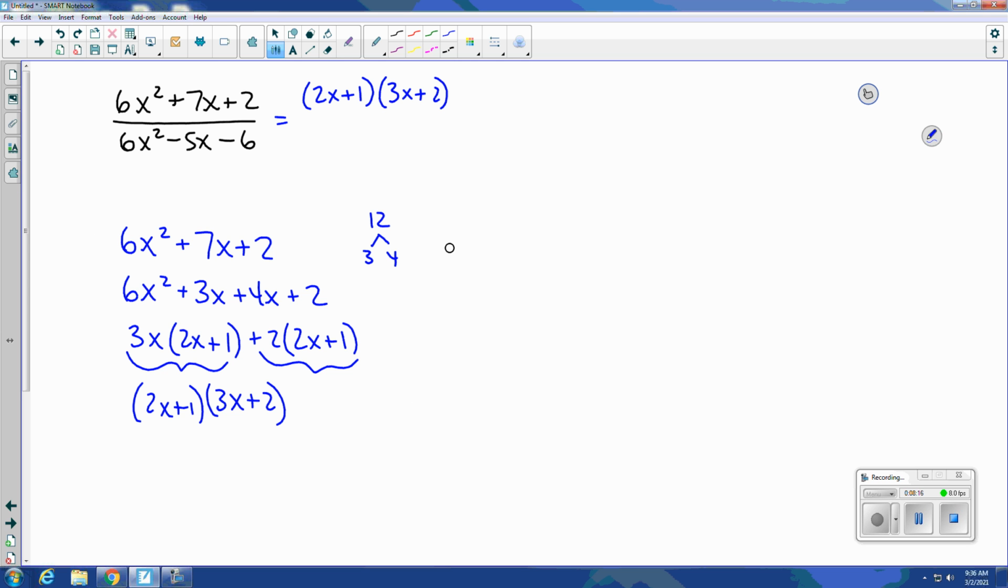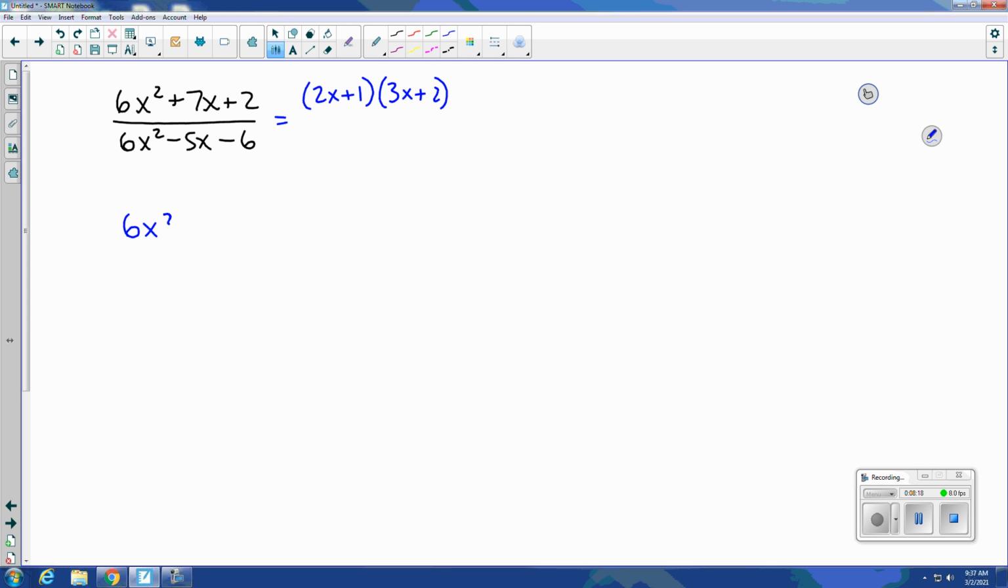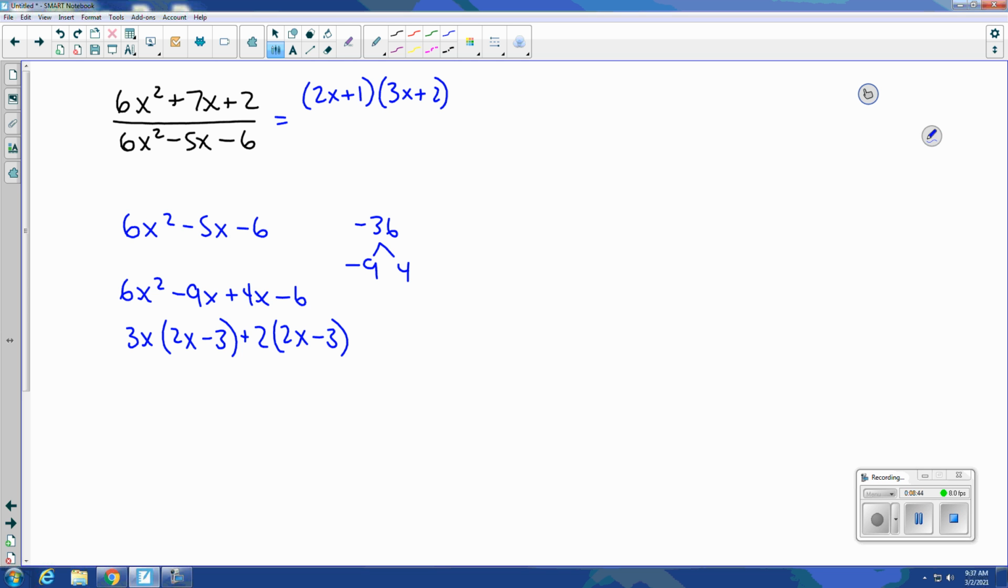Now let's do the denominator. A times c is negative 36. What multiplies to negative 36 adds to negative 5? Negative 9 and 4. We're going to split the middle, or the linear term, into two pieces so that we have a grouping problem. We remove a GCF from the first group. We're left with 2x minus 3. We can see if we remove a 2, we're left with 2x minus 3, which is what we want. 2x minus 3 gets factored out of the two terms. What's left over is 3x plus 2. There's your factorization. So let's put that up here.